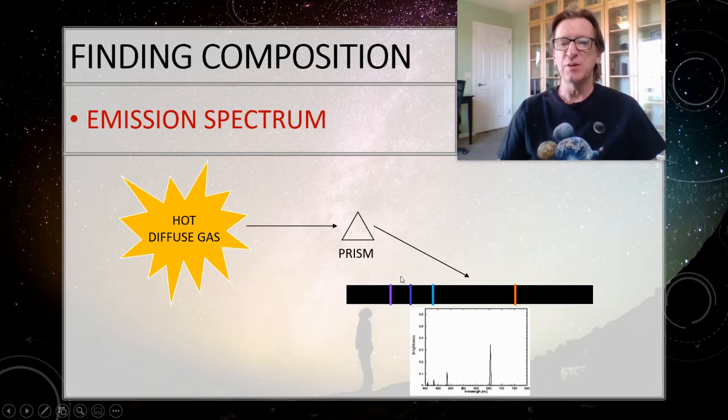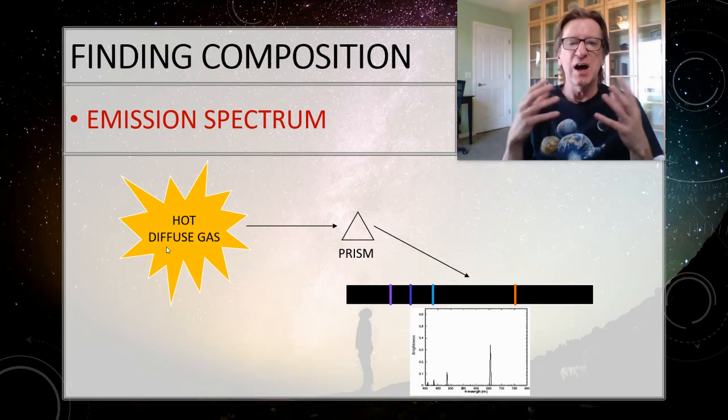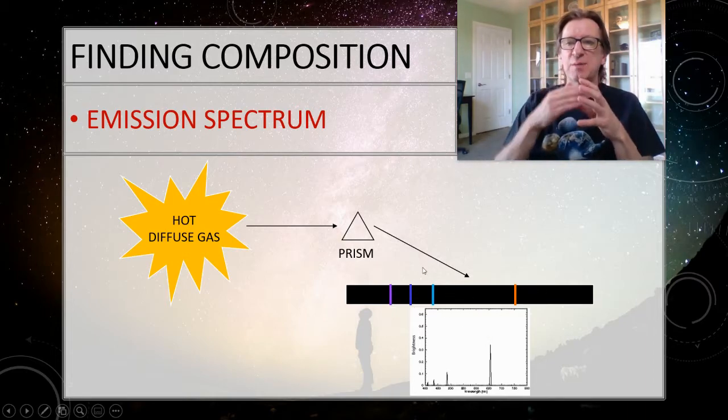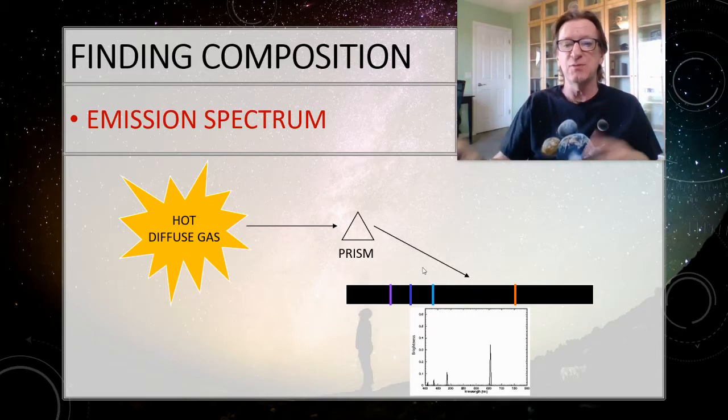So this particular one happens to be hydrogen, but the rule is if I have a hot diffuse gas, diffuse means thin, means not dense, then I'm going to get this emission spectrum, which we call that because it's emitting these photons. We only did the purple, the blue, and the red. But in an actual atom, there's a whole bunch of other electron levels that it could jump between and can produce a lot of different colors.